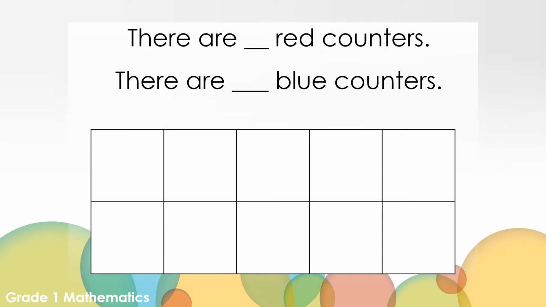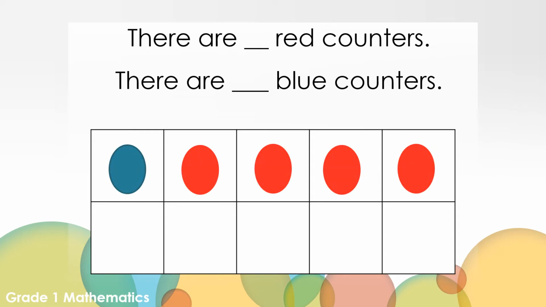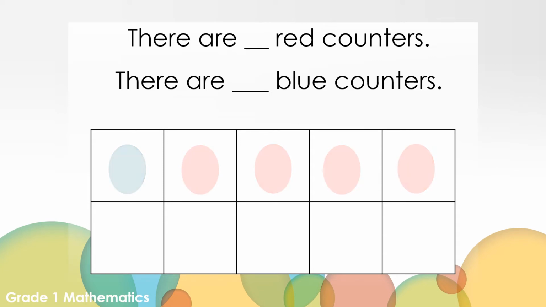Here come the counters. How many red counters did you see? There are 4 red counters. How many blue counters did you see? There is 1 blue counter. 4 plus 1 equals 5.